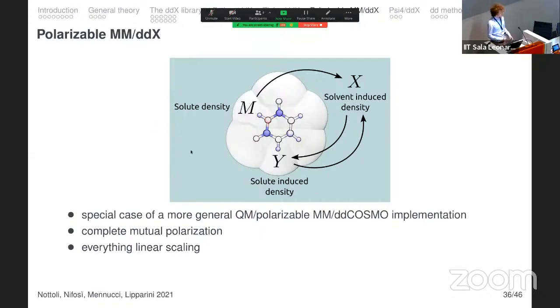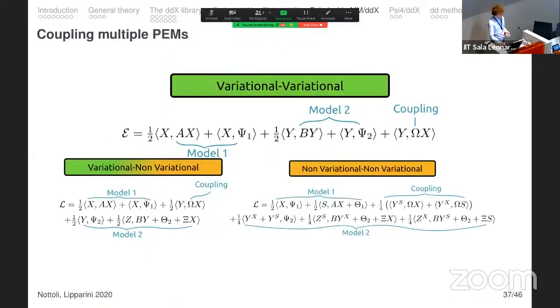And the theory here becomes a little bit more involved. So I want to show you how we use our general theory to couple multiple polarizable embedding models. We have to distinguish if the two models are both variational, if one is variational and one is not, or if both are non-variational. This was the case of AMOEBA and DD-COSMO, which are both non-variational.